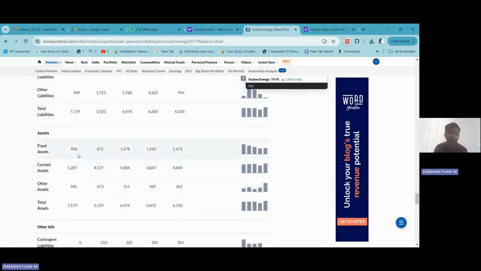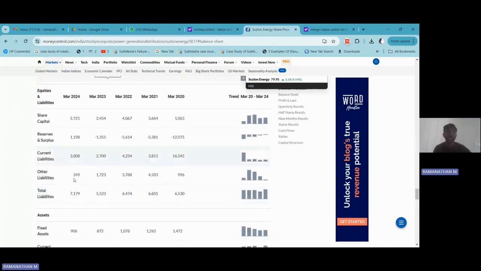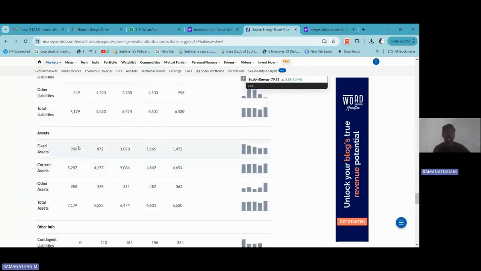Total liabilities is 7,179. They have invested in fixed assets, like land and other things, around 900. The current asset is what they have to sell or spend, and that is 5,287. Other assets is 985. Total assets is 7,179. You have to compare this total of 7,179 to the previous one. It's far better. They are improving a lot.